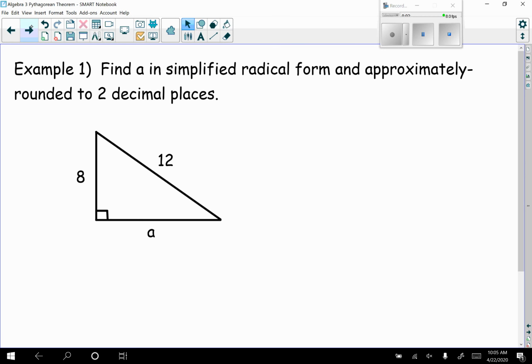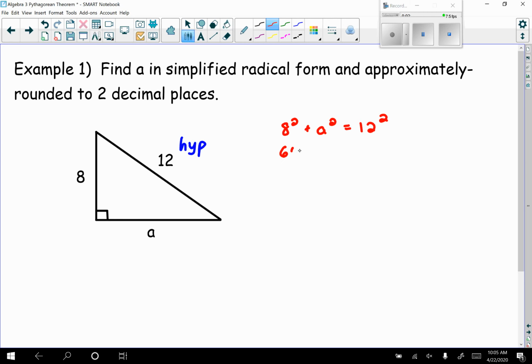All right, so we're going to take a look at a few examples here just to go back over and practice simplifying our radicals, and then writing this in approximate form. So if we're looking at this figure, we notice that the side measured 8 is a leg, and the side down here, a, is also a leg, and then 12 is the hypotenuse. I know you know this, but to further help you out, I'm just going to label it as such. So we're going to write this as 8 squared plus a squared equals 12 squared.